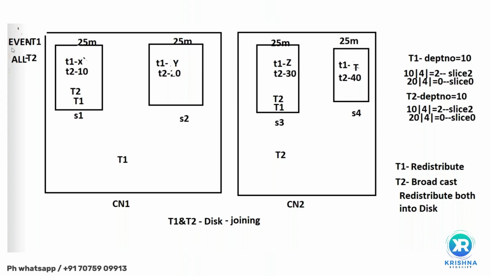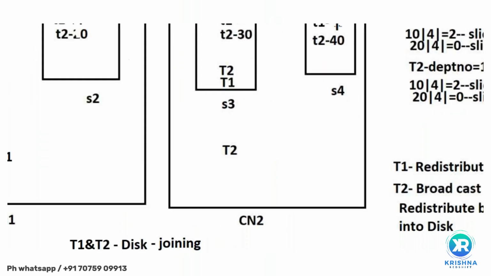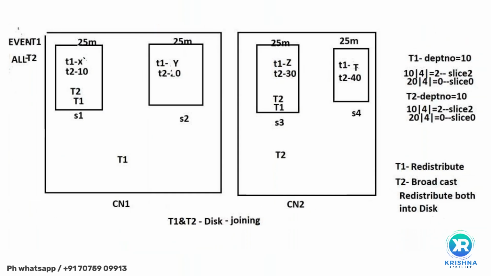So what happened to join them? Customer table has again need to be redistributed based on order number to join them. So here two things can happen. T1 means table 1, the customer table, it can be redistributed based on the joining column. Or if that customer table is also too big, they both can be brought to disk.